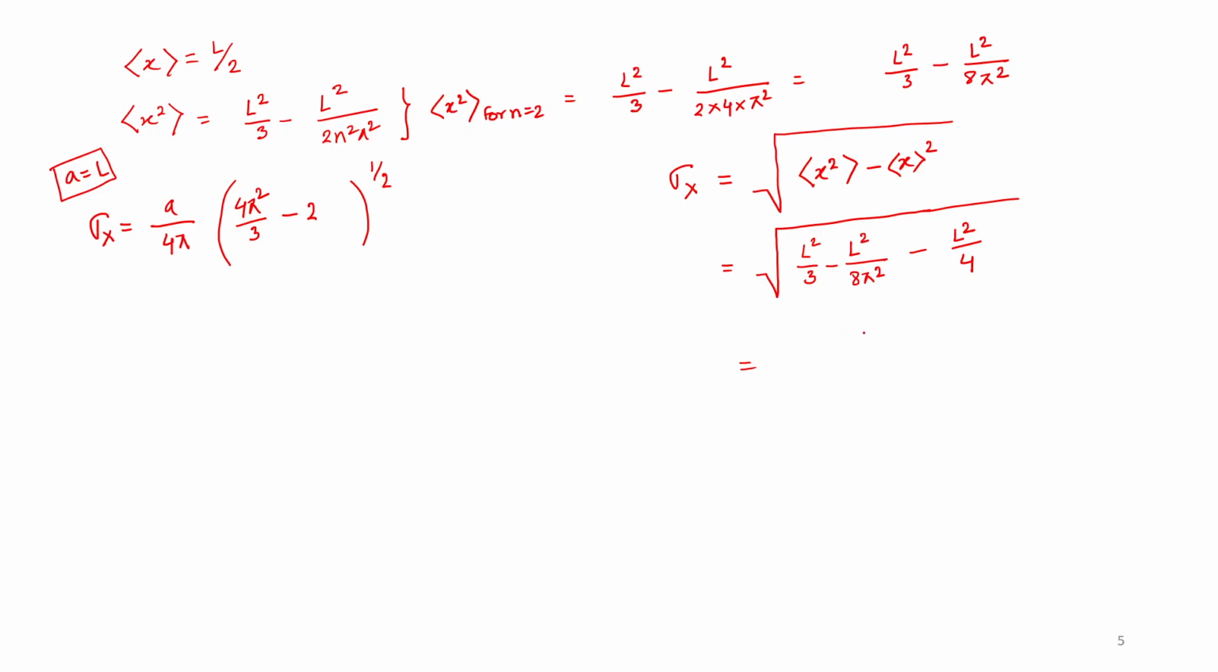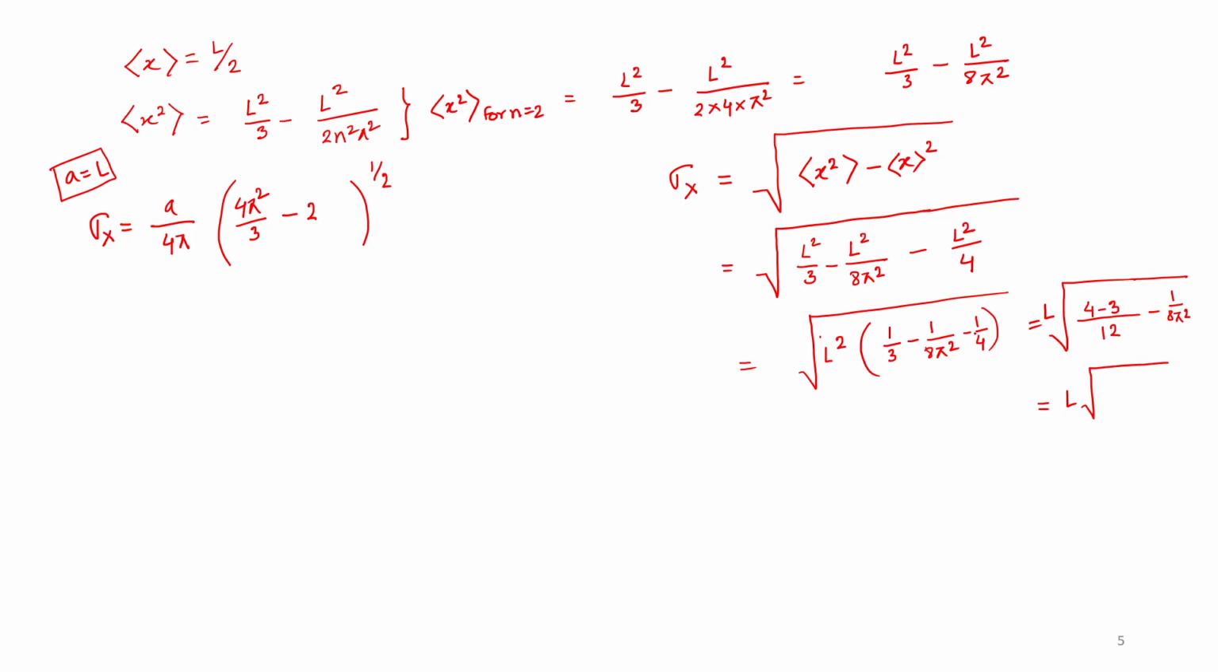So if we take L square as common inside the bracket, then what we got? 1 by 3 minus 1 by 8 pi square minus 1 by 4. And then L will come outside, and let us take this as 12. So 4 minus 3 minus 1 by 8 pi square, L into root over.